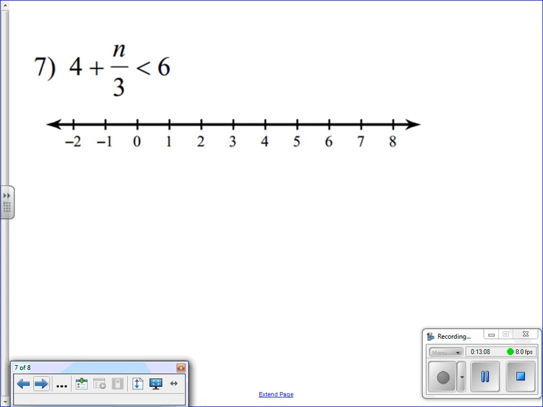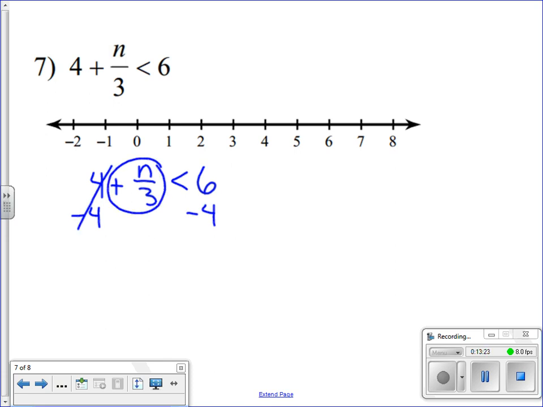All right, we're going to get rid of the 4 first. So I have 4 plus n divided by 3 is less than 6. I'm going to subtract 4 from both sides to get rid of my 4. That's gone. I have a positive n over 3. That's good. I want it positive. N over 3 is less than 2.